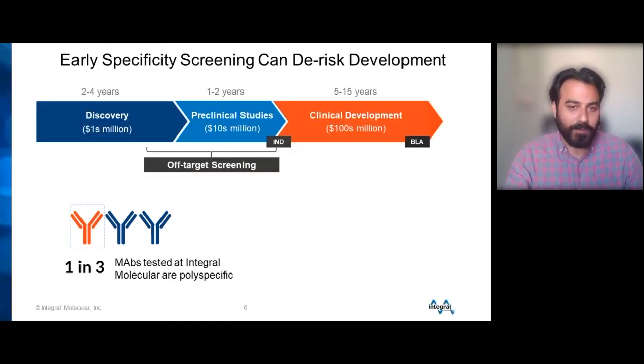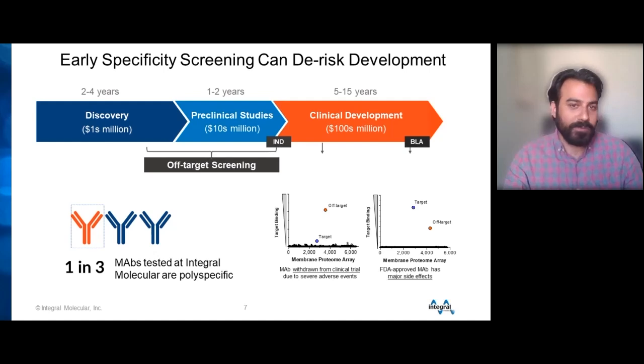As I'm sure you're all aware, the road from antibody discovery to clinical development is long, expensive, and involves a great deal of risk. So we provide the MPA as a service to help de-risk the early development of your molecules. We have tested over 1,000 molecules on the MPA, and we have found that about 1 in 3 of these molecules are polyspecific. And of course, specificity screening is essential for identifying potential off-target protein interactions, which can be responsible for dangerous side effects, as we have observed from commercially available small molecules that have had major side effects or have been withdrawn from clinical trials.